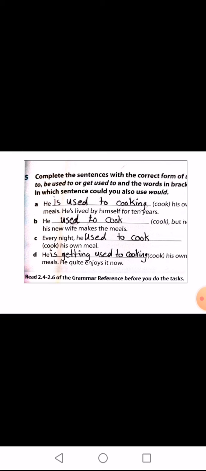The last one, he is getting used to cooking his own meals. He quite enjoys it now. يعني هو عم يتعود يطبخ على أكله، هو عماله بحس إيش بالاستمتاع بهذا الإشي. Because of that we use getting used to.